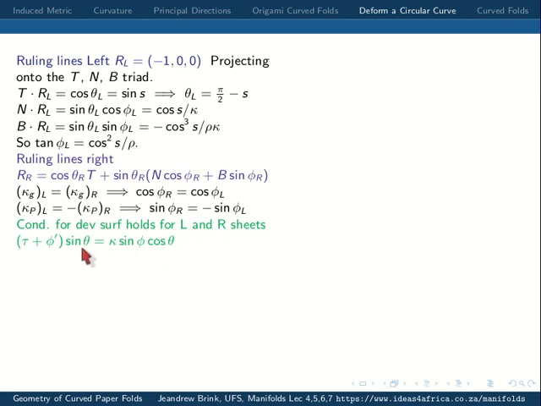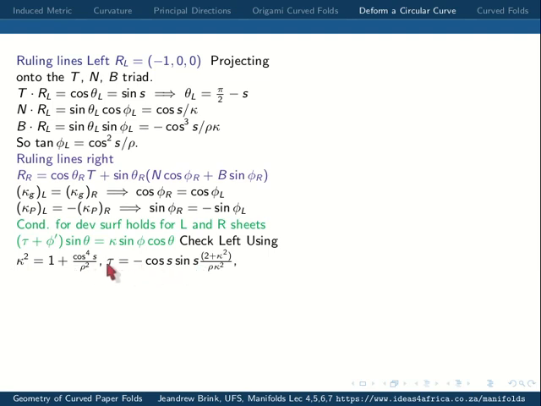So we can check first of all that it holds for the left sheet. This is not necessary every time, but it's useful that you know how to make the calculation. So let's look at everything that's in here. Kappa for the left sheet is simply kappa squared 1 plus cos squared s over rho. In fact, this is kappa for both sheets.